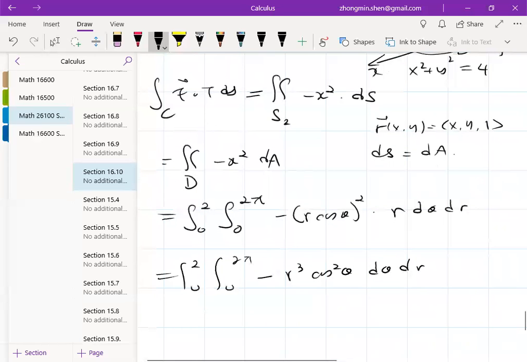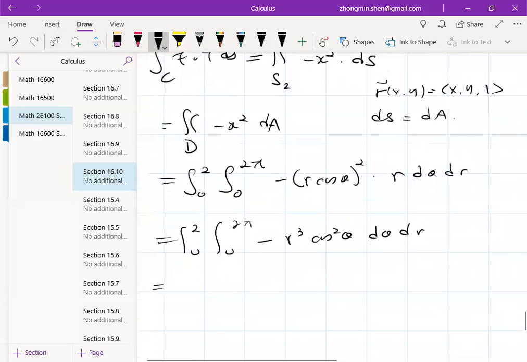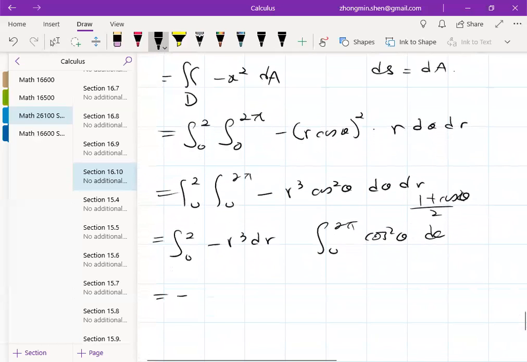Okay. So the antiderivative of cosine squared theta is going to be half of 1 plus cosine 2 theta. So integrating this part is going to be pi. And here is 1/4 times 2 to the fourth. And that is going to be 1/2 times 2 pi. Right? So the answer is going to be negative 2 pi.